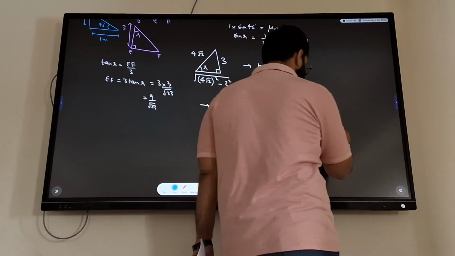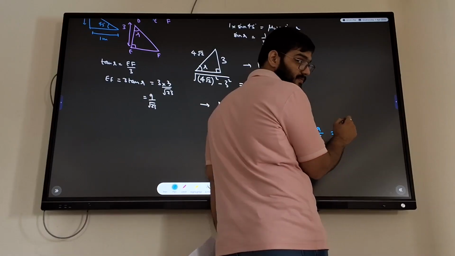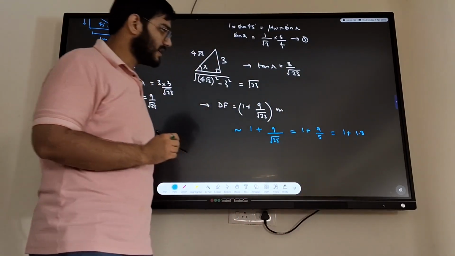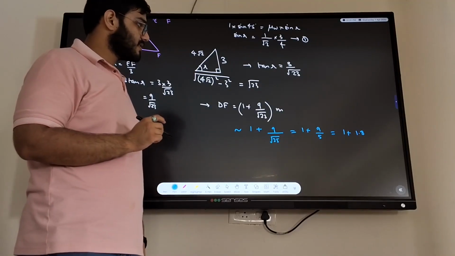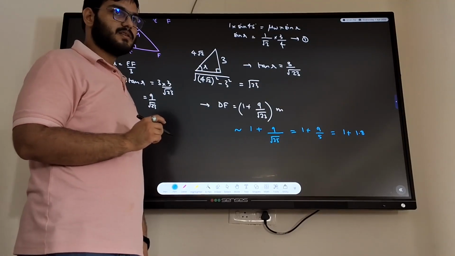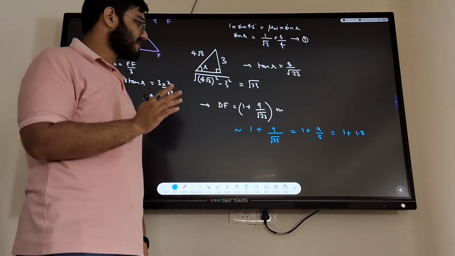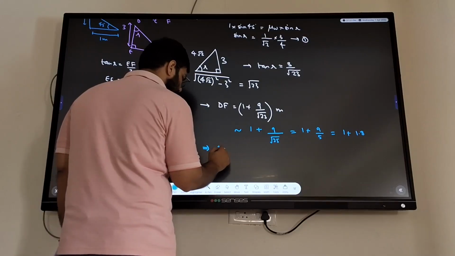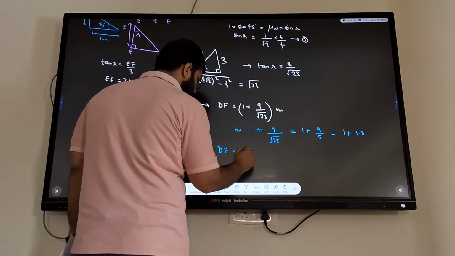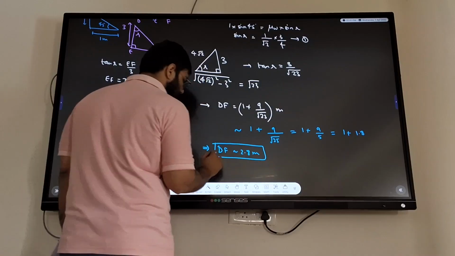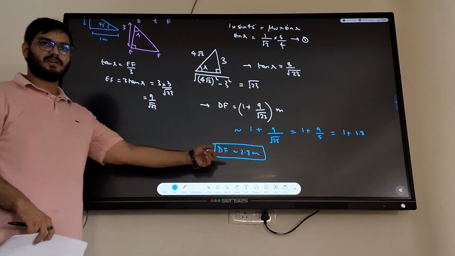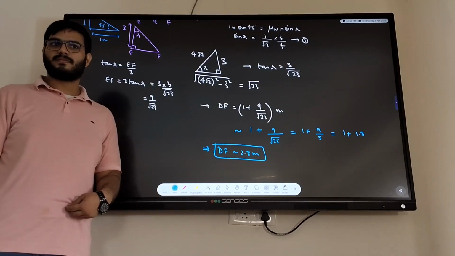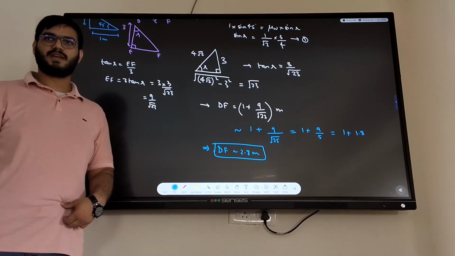9 by 5 is 1.8. So DF is approximately 2.8. And if I take the exact value, then I will get 2.88 meter. Any answer, Nachin? 2.88. Option A maybe.